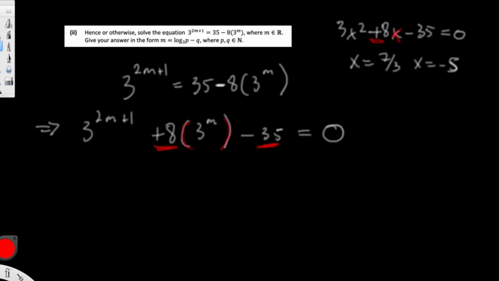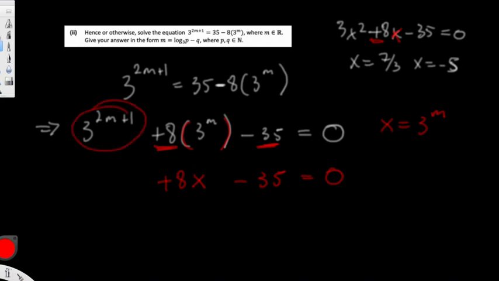So why don't I let x equal 3 to the power of m, you see, and then this would be plus 8 times x minus 35, equal to 0. And then it would be the same as that with this substitution. But if I'm going to do that, I'm also going to have to change this around so that it looks like this 3x squared. You just have to trust that it will get there, because you wouldn't be able to answer the question otherwise, okay?